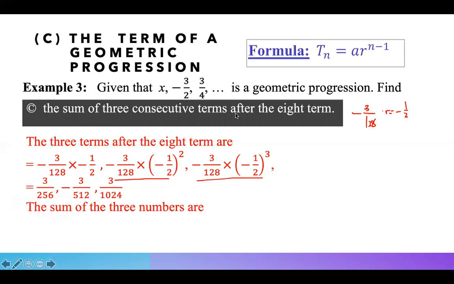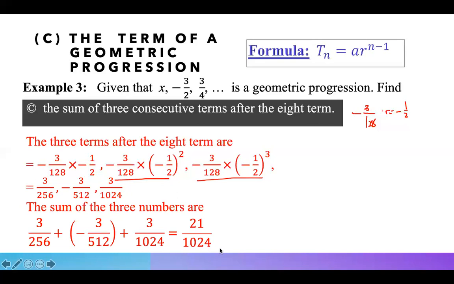Okay, so for the sum of three consecutive terms, after you find the three terms, you add up the three terms, right? Like this, using a calculator. You list down and you use the calculator to add up. You should get 21 over 1024. So for all the examples I gave you here, you must recheck my answer. Sometimes I may deliberately give you the wrong answer, to test whether you check the answer or whether you understand, not only simply copy the whole thing. Okay, this is example 3.